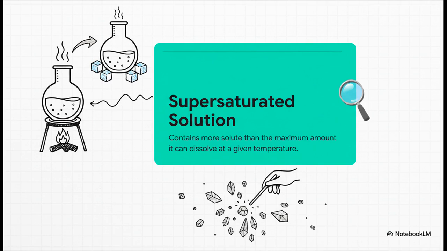You usually do this by dissolving a ton of stuff in a hot liquid and then letting it cool down really, really carefully. It's totally unstable. Think of making rock candy or those reusable hand warmers. The second you disturb it, bam, all that extra stuff suddenly crystallizes right out of the solution.